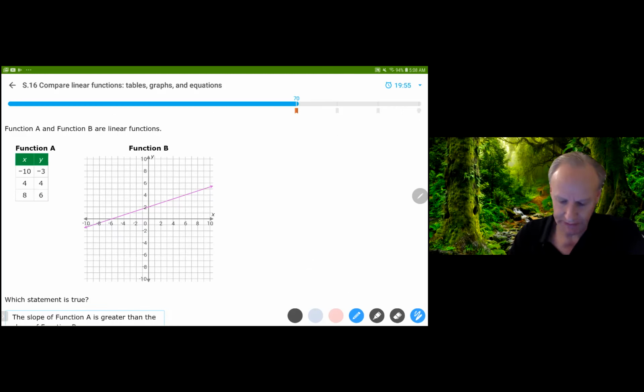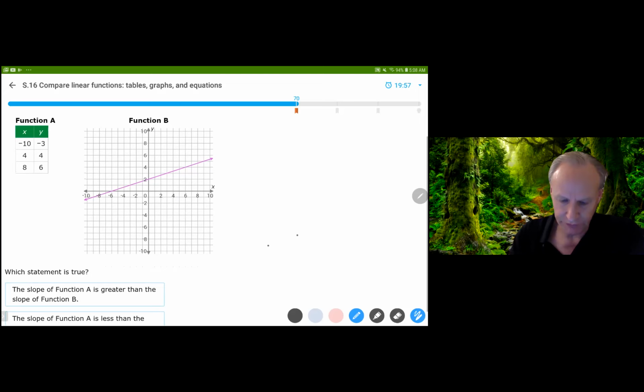I'll show you another shortcut in a bit. We're doing slope this time though. So -3 to 4 is a change of 7, and from -10 to 4 is a change of 14. Now be careful. A lot of people are going to see that 14 and that 7 and say it has a slope of 2. It does not have a slope of 2. It has a slope of 1/2. Remember, it's always y over x.